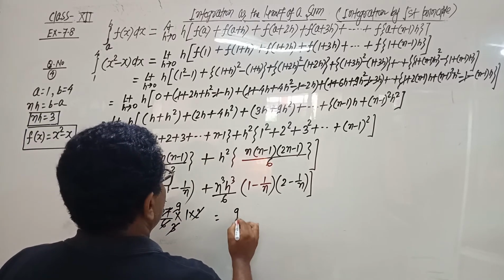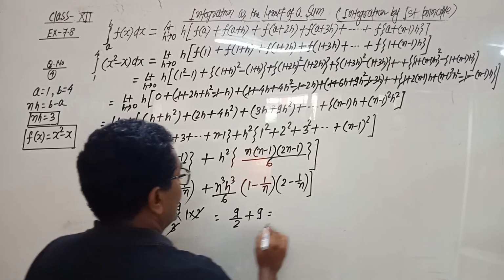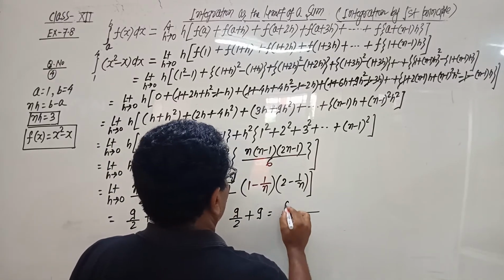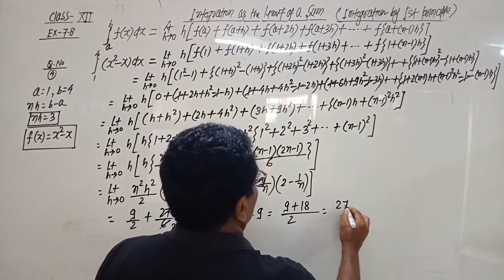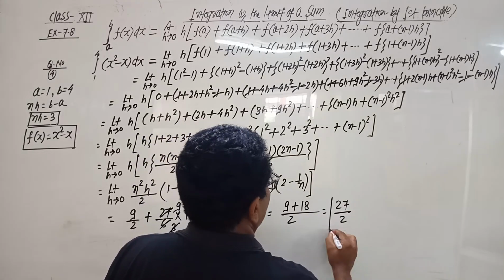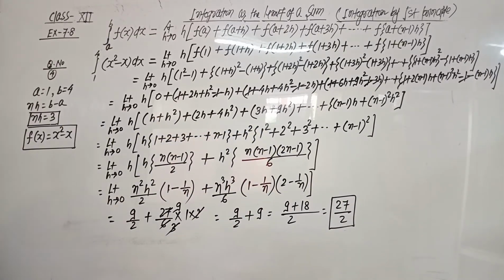We get 9 by 2 plus 9. By taking LCM, 2, 9 plus 18, and the result comes to be 27 by 2. This is the final result, 27 by 2.